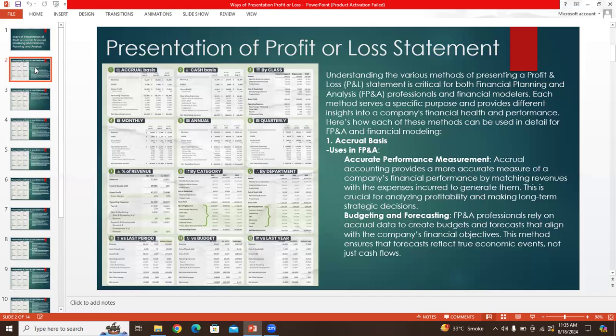First one is the accrual basis. What are its uses in financial planning analysis? First of all, we use accrual basis for budgeting and forecasting. Financial planning analysis professionals rely on accrual data to create budgets and forecasts that align with the company's financial objectives. So you prepare the budgets, you prepare the forecasting.